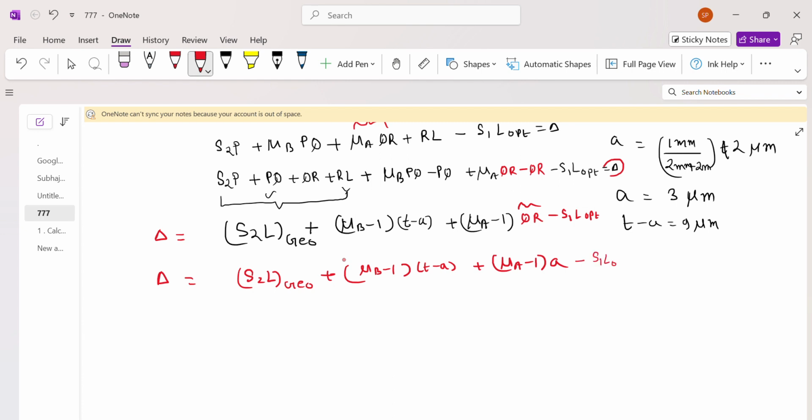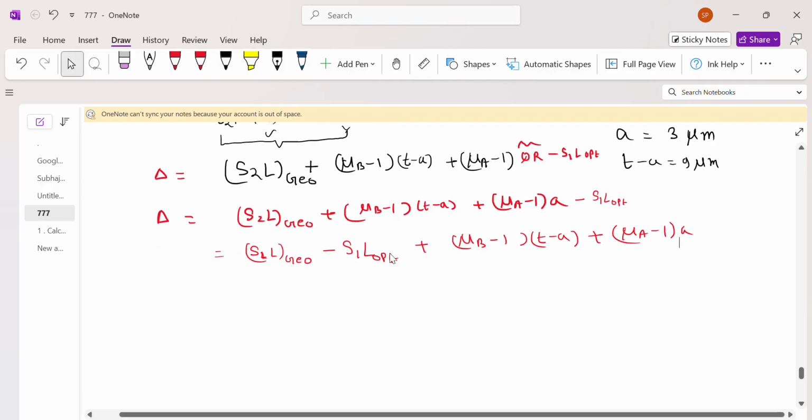Minus S1L opt, right? So this will be S2L geometrical minus S1L optical plus mu b minus 1 into t minus a plus mu a minus 1 into a. Now I have to write down this S1L optical.